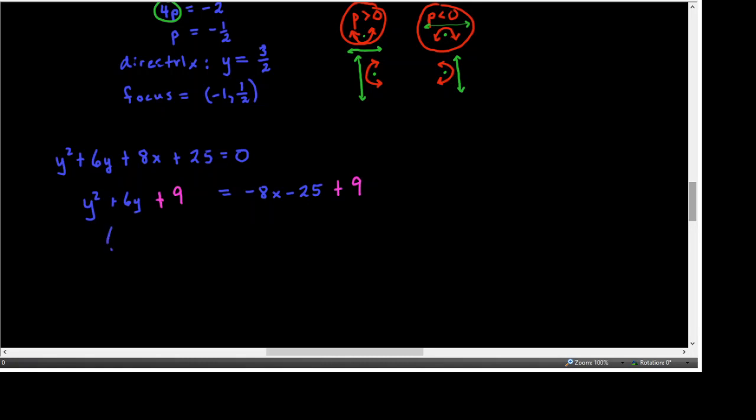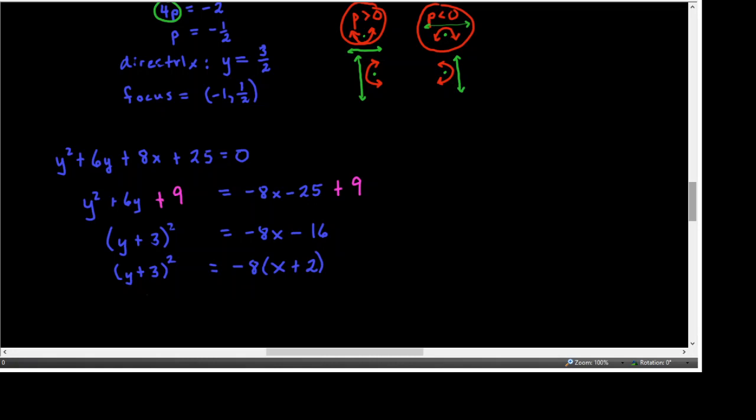Okay, so factoring, I'll get y plus 3 squared, and combining like terms on the right side, I'll get negative 8x minus 16. Then, recalling that the variable that's not squared needs to have a coefficient of 1 inside parentheses, I'm going to need to factor off that negative 8, leaving x plus 2.